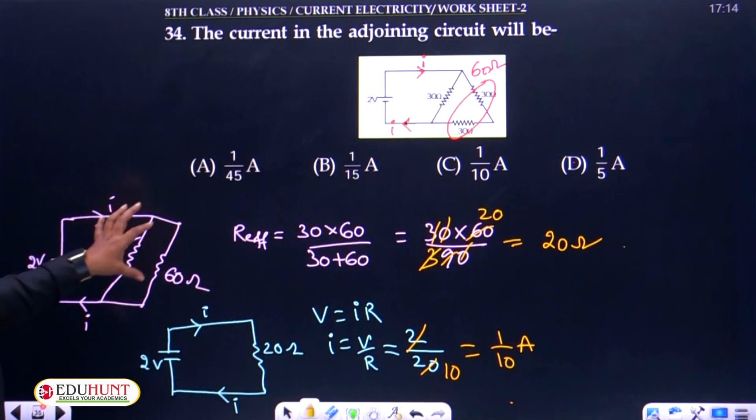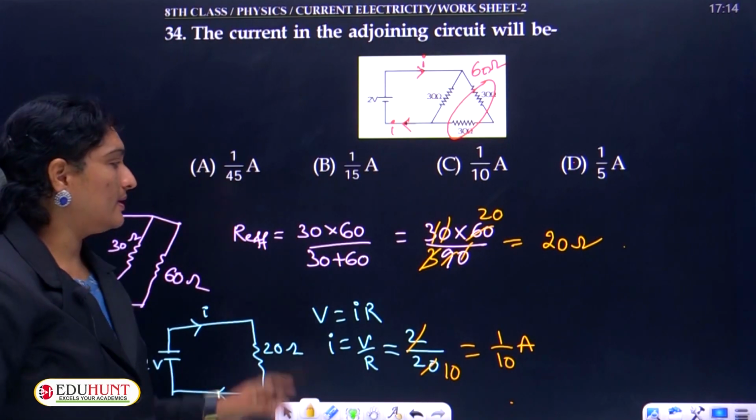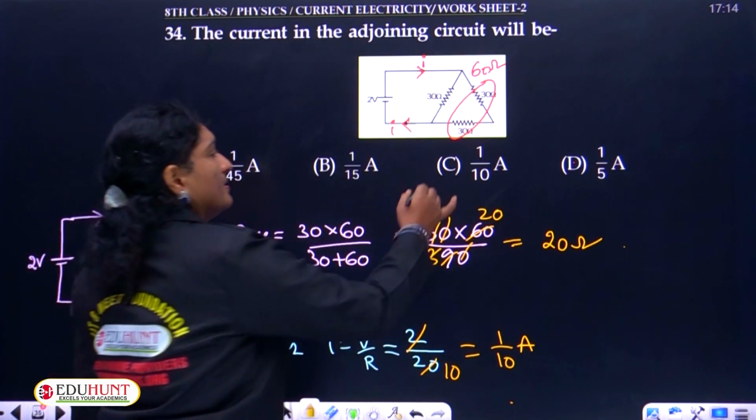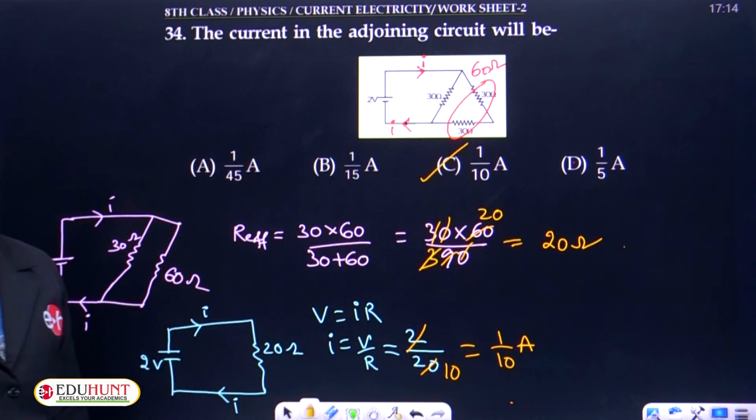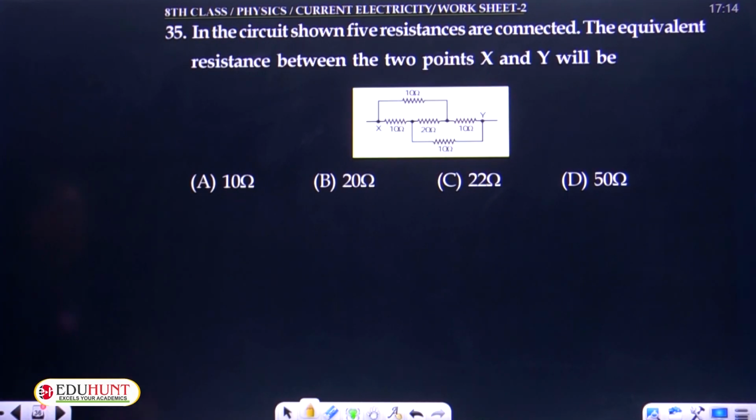So, how much current is supposed to be flowing across this loop, children? It is 1 by 10 amperes. Hence, the third option, that is 1 by 10 amperes, is true. Are you getting me, children? Okay, so moving to the next one, that is the 35th.